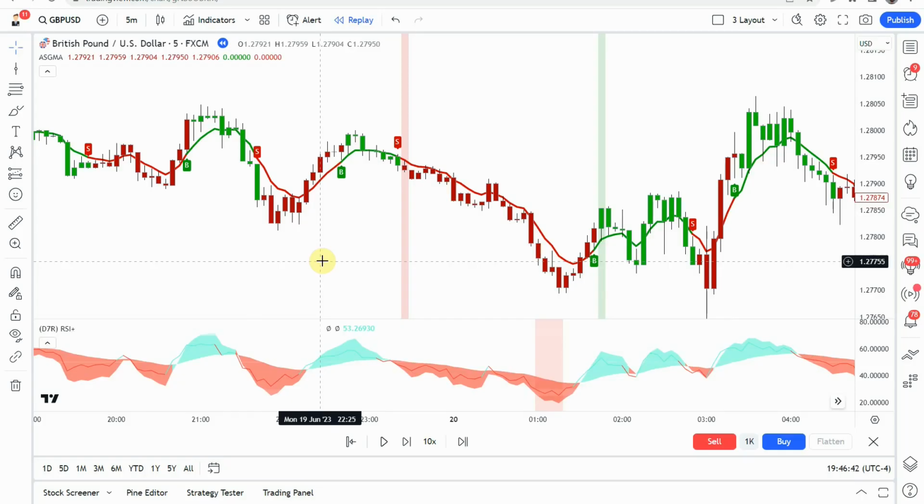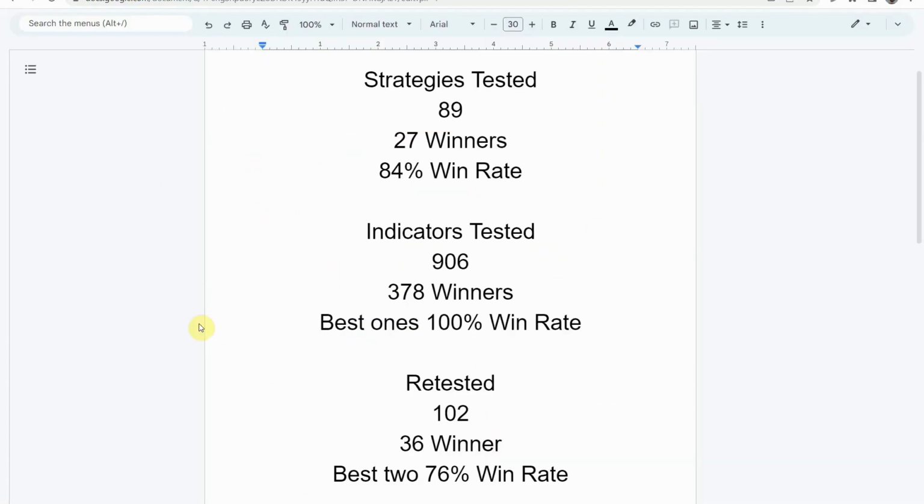Alright, as I said, today we will be looking at a 5-minute scalping strategy. Before we do though, I wanted to put the testing scoreboard up for everyone to see. So to date, we have tested a total of 89 different strategies, with 27 of them being winners. The best one so far was able to achieve an 84% win rate. We've also tested a total of 906 indicators, with 378 of them being winners. The best ones so far were able to achieve a 100% win rate.